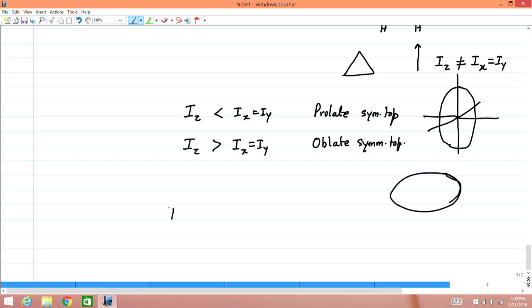If all the 3 moments of inertia are equal, such a molecule is called a spherical top. Now, methane, for example, or carbon tetrachloride, these are examples of spherical tops.